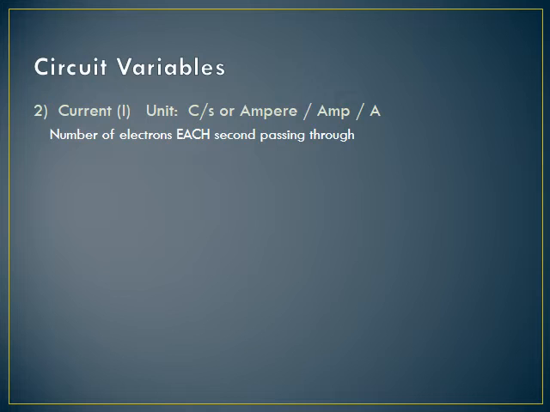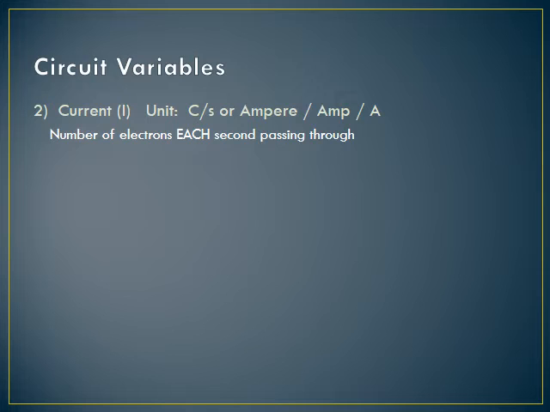The second circuit variable is called current. The symbol that we use to represent it is a capital I, which is a little bit funny. It's not for any good reason, so that's one you'll just have to memorize. The units for this are coulombs per second, which is otherwise known as an ampere, and ampere can be abbreviated amp or just capital A.